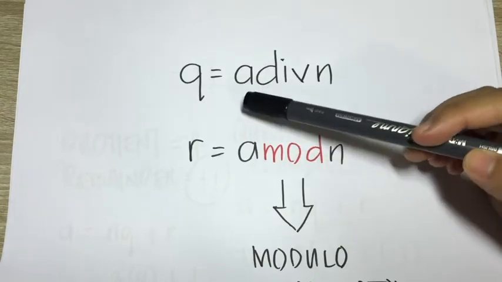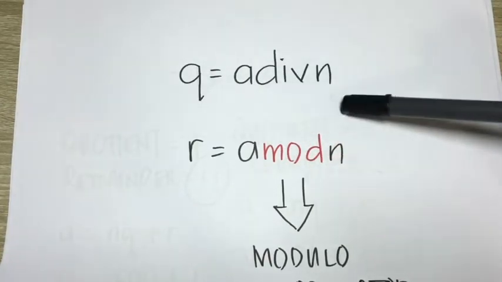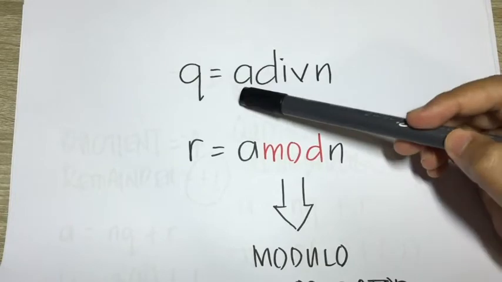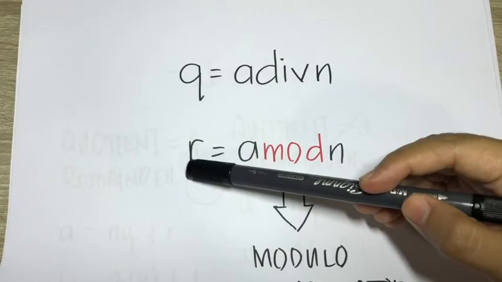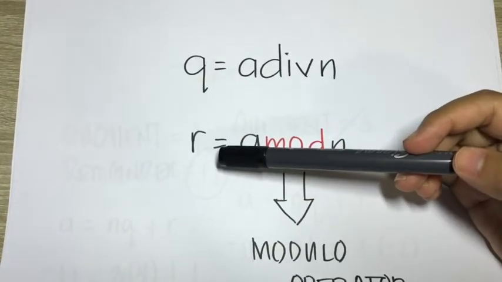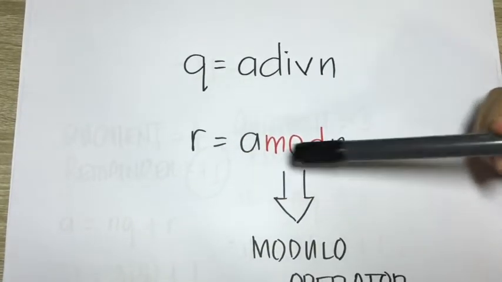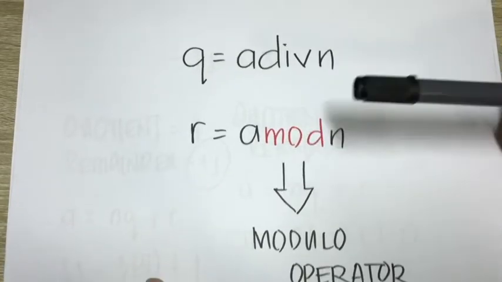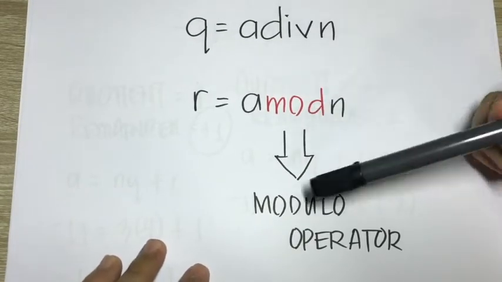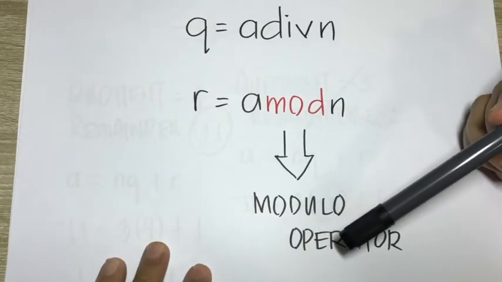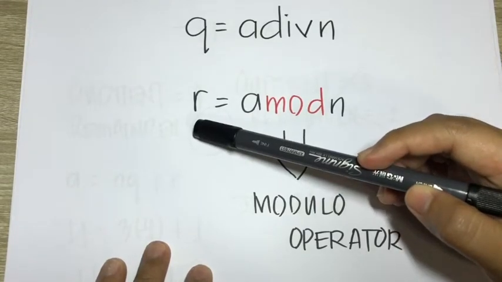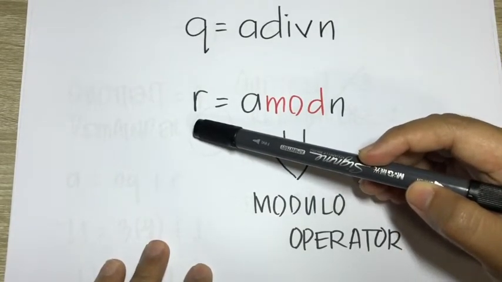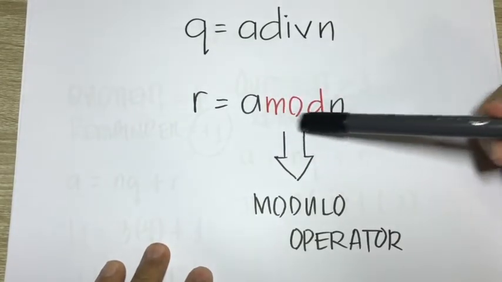Q is equal to A div n. In this case, we are obtaining the quotient given a dividend. We're going to divide that using our divisor. And then if we are just concerned with the remainder, this will be the operator that we are going to use. This operator is what we call the modulo operator, because there are some situations wherein we only care about the remainder of an integer when it is divided by some specified integer. And for us to obtain that, we're going to use this modulo operator.